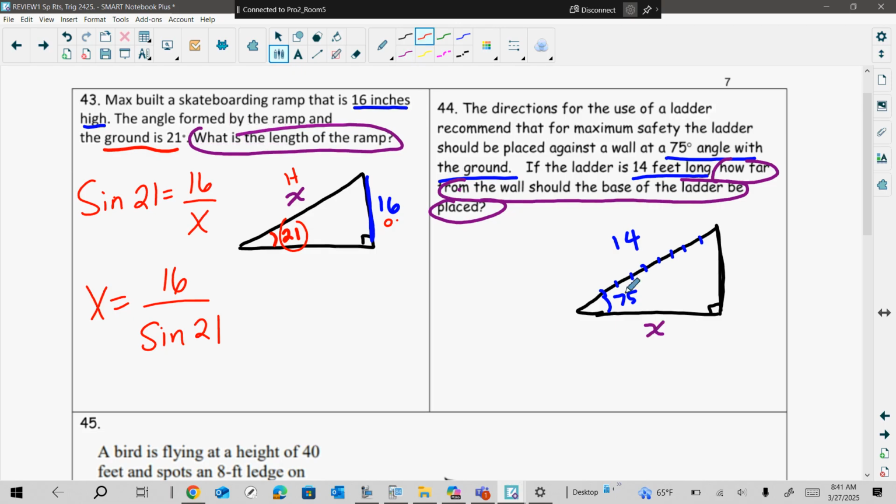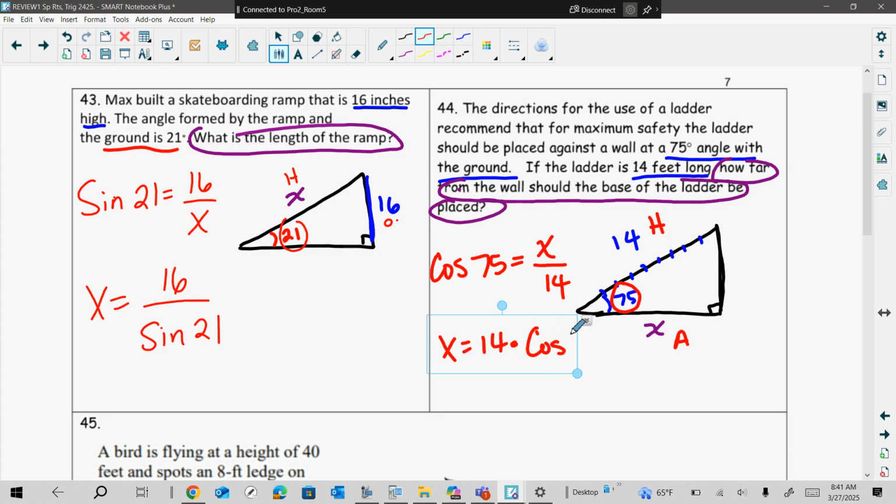So we circle the 75, which is our angle. X is the adjacent. 14 is the hypotenuse. What trig function deals with adjacent and hypotenuse? Very good. Cosine of the 75 degrees equals adjacent over hypotenuse, so that's x over 14. The variable's on top, so I'm going to multiply to get my answer. So we're doing 14 times the cosine of 75.